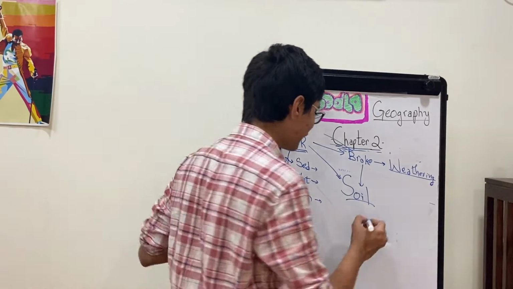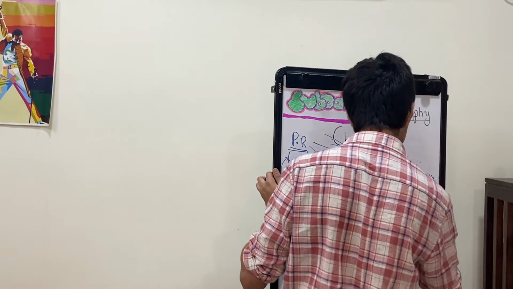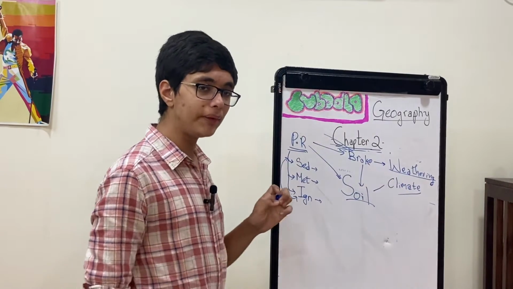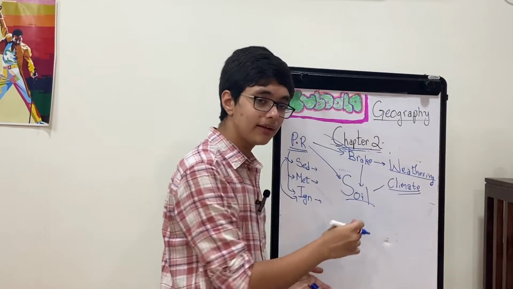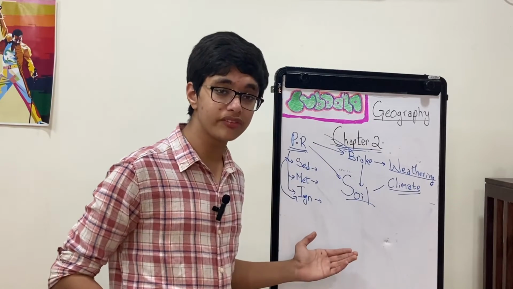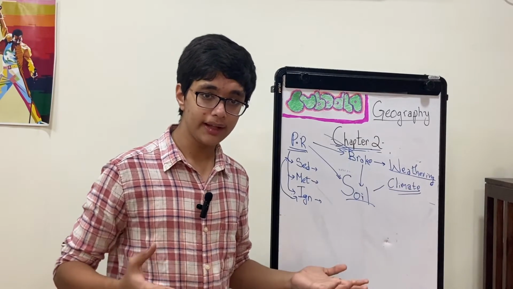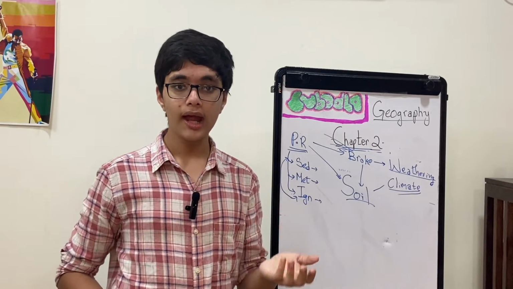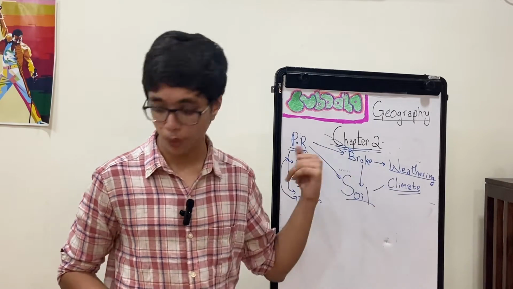The second thing is climate. How does climate affect the formation of soil? Based on different climates, the parent rock weathers at different paces. For example, if I have igneous rocks and the temperature and the entire climate is humid and hot, then the rocks will weather at a faster pace. And because they weather at a faster pace, they're more likely to form a different type of soil.